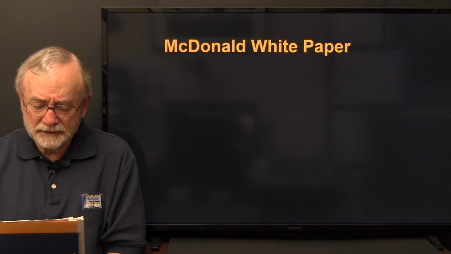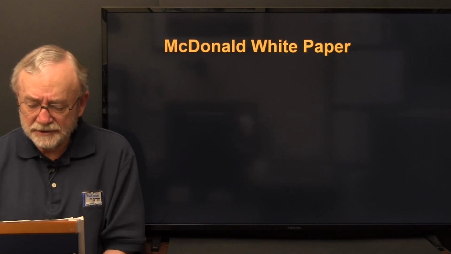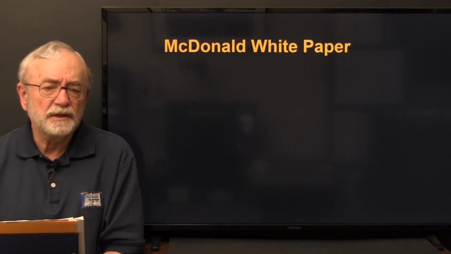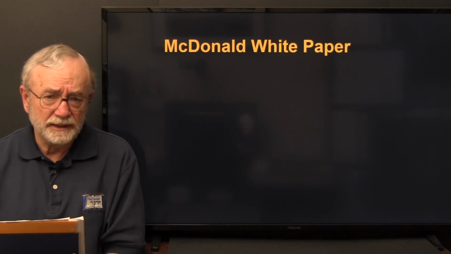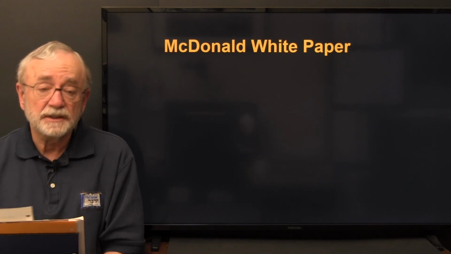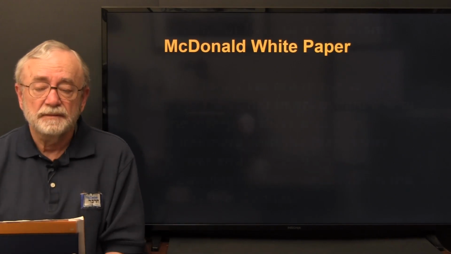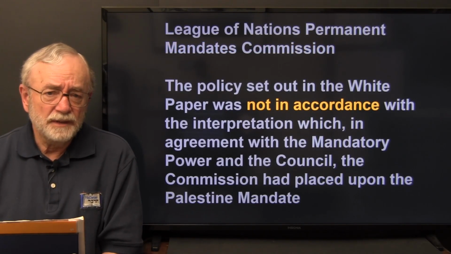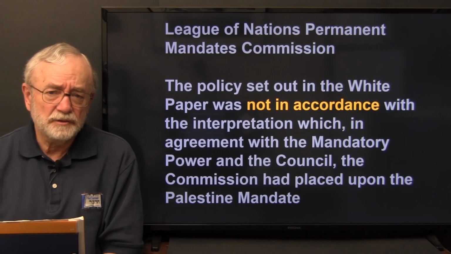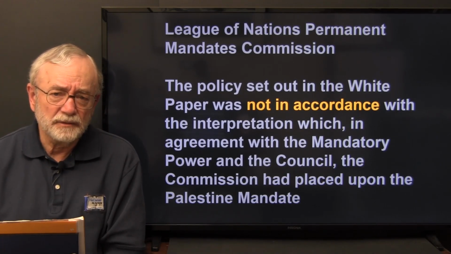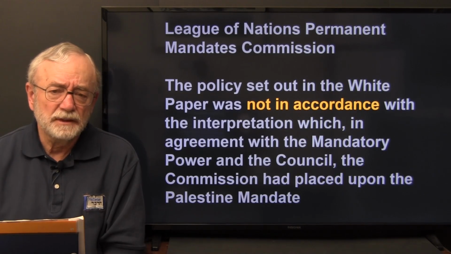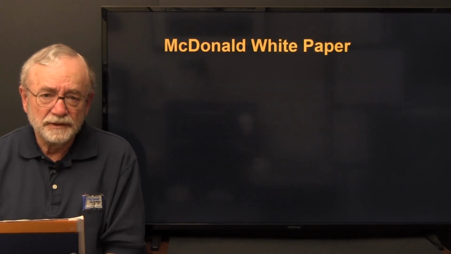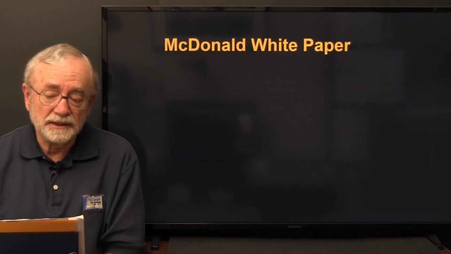So the Chamberlain government's stringently anti-Zionist interpretation of the mandate required the approval not only of Parliament, however, but it also required the approval of the Permanent Mandates Commission. The members of the Commission did not accept the argument. In their report to the League Council, they declared, "The policy set out in the White Paper was not in accordance with the interpretation which, in agreement with the mandatory power and the Council, the Commission had placed upon the Palestine Mandate." So vindication by the world body was of little consolation.